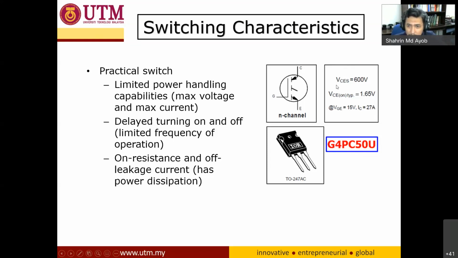So what is this one? What is the VCES, 600 volts? What is the VCE on, 1.65? And what is IC, 27 amperes, and so on? I will explain this later. Okay, so I hope you now know the difference between the ideal and practical switch.